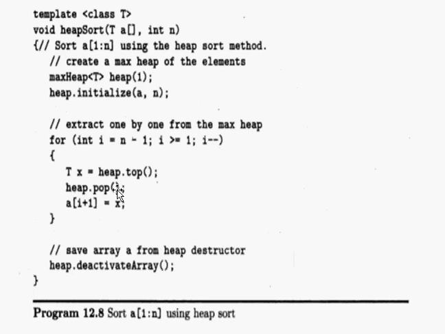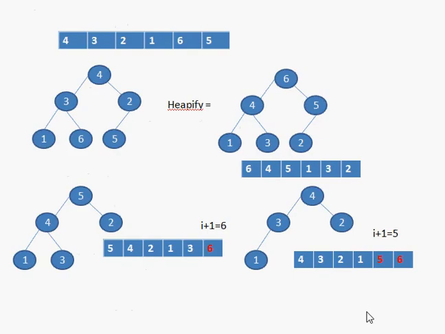Then we do this heap.pop. Then at the position a of 4 plus 1, because i was equal to 4, so a of 5 position, you place the value 5. So this is how it works. a of i plus 1 becomes position 5. Position 5, place the value 5. And this will be your list now: 4, 3, 2, 1. 5 and 6 are arranged properly. So this will be the situation for i equal to 4.